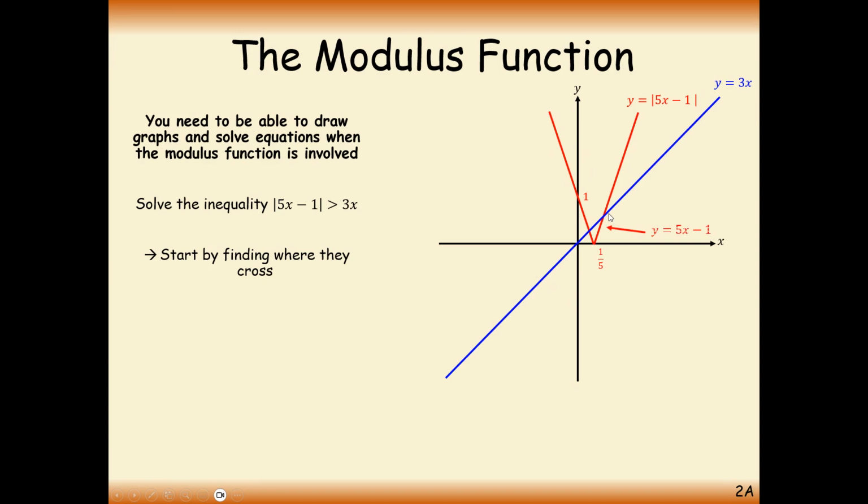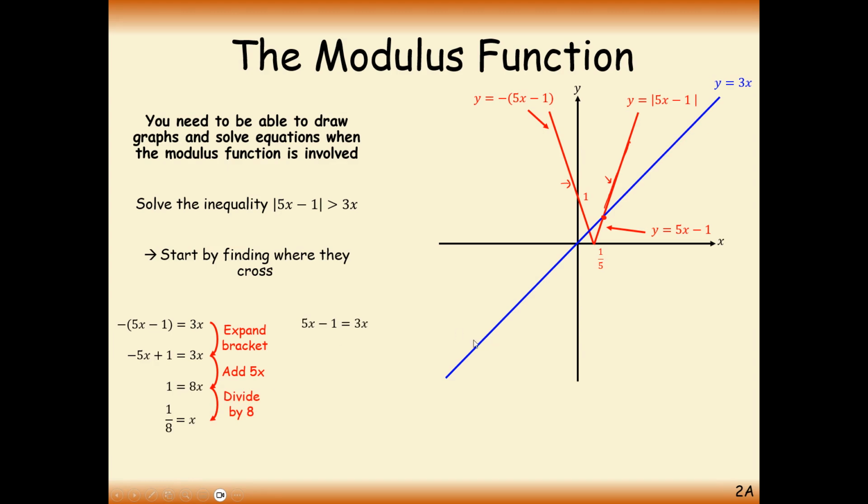We are going to find the intersection points and look for this section of the graph, and this section of the graph. What values of x will give us those? That means taking the negative version of the modulus, multiplying the negative into the bracket, we'll get minus 5x plus 1 equals 3x. When you solve it, you get x equals 1/8. Now, we'll deal with the inequality sign in a second. Let's solve the positive version of the graph. We end up with x equals a half.